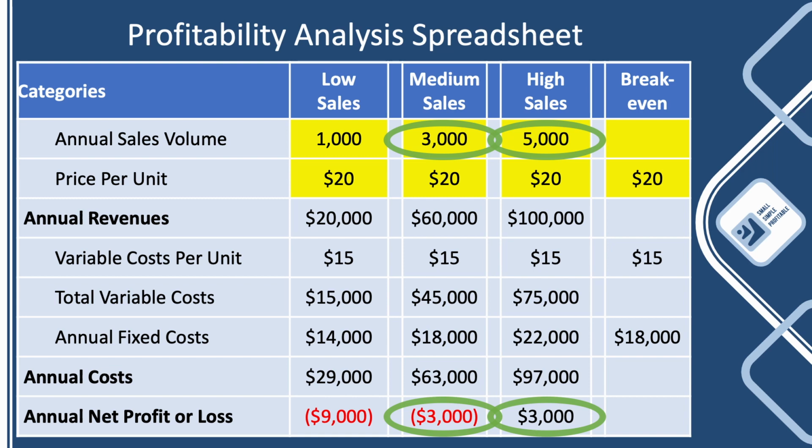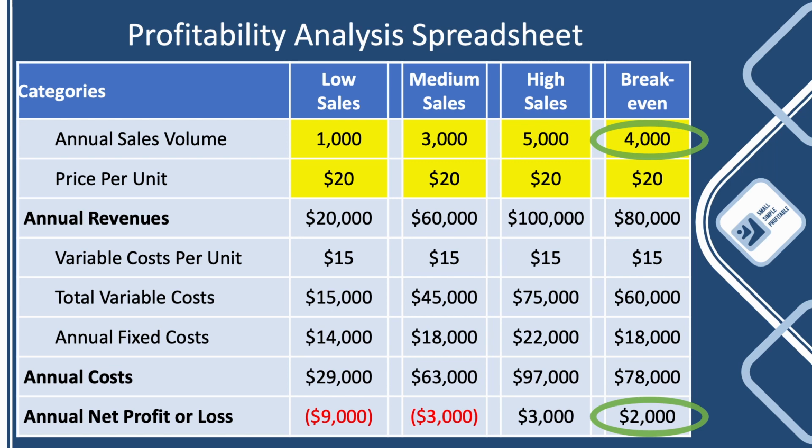Now I'm ready to choose an annual sales volume to enter into the first row. My goal is to choose an annual sales volume that will lead to a net profit of zero at the bottom of the spreadsheet. I can see that in this example I am losing money in the medium sales column because my net loss is $3,000. And I can see that I am making money in the high sales column because my net profit is $3,000. Therefore, I'm going to try an annual sales number between 3,000 and 5,000 hours.